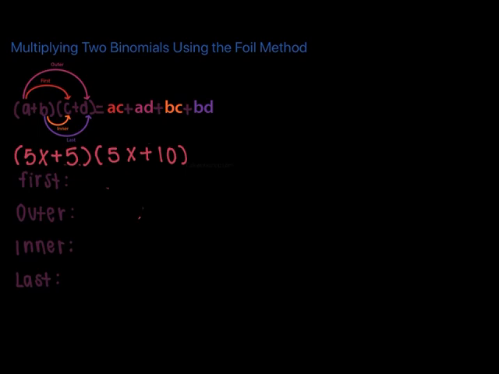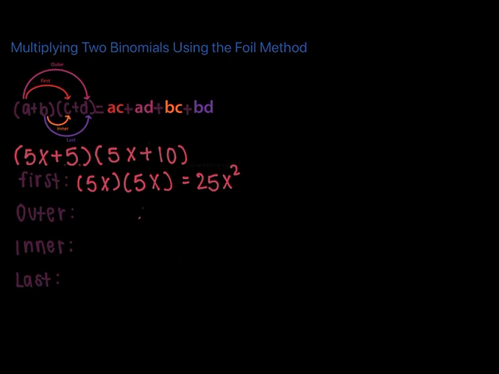Now, let's try another example. Say (5x + 5)(5x + 10). So let's start with F for first. So that would be a times c. In our case, it would be 5x times 5x, which would equal 25x squared.